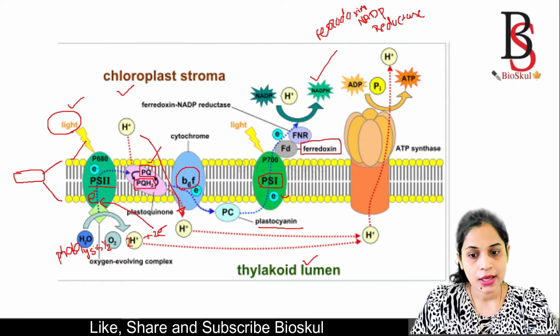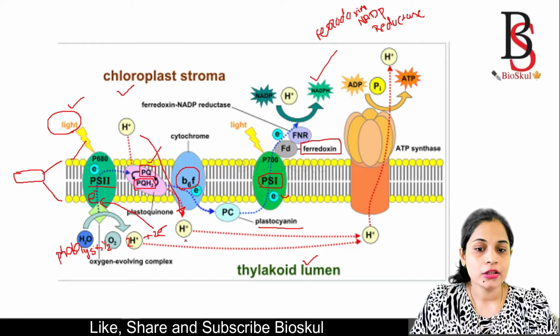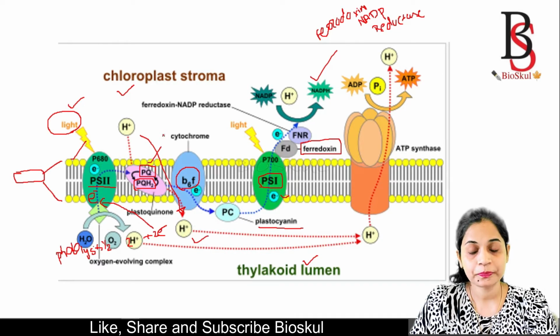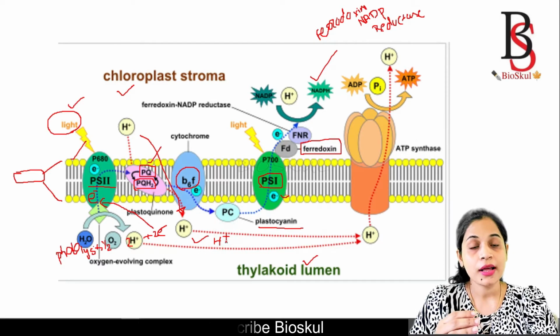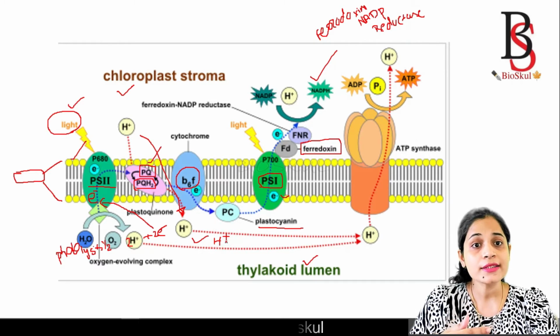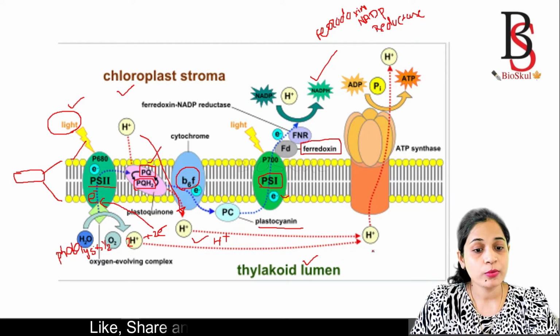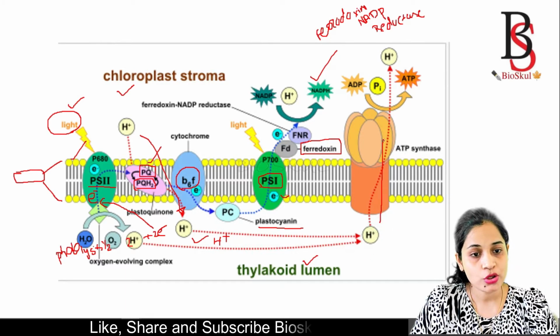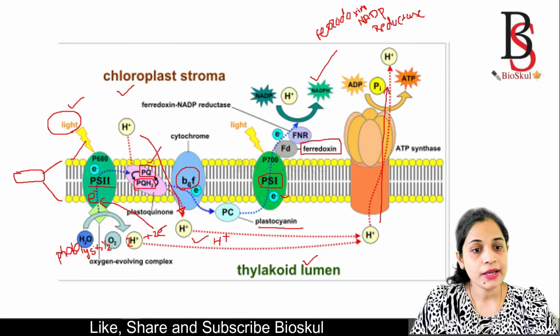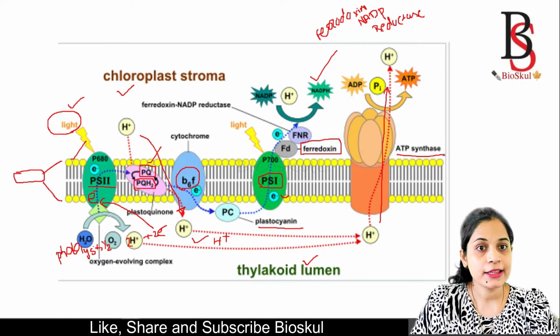After the photolysis of water, hydrogen ions are present in the thylakoid lumen. Some hydrogen ions are also transported from the stroma to the thylakoid lumen. So now the thylakoid lumen has a high concentration of protons. These ions will move down their electrochemical gradient, that is, the protons will move from the thylakoid lumen to the stroma, mediated by ATP synthase.